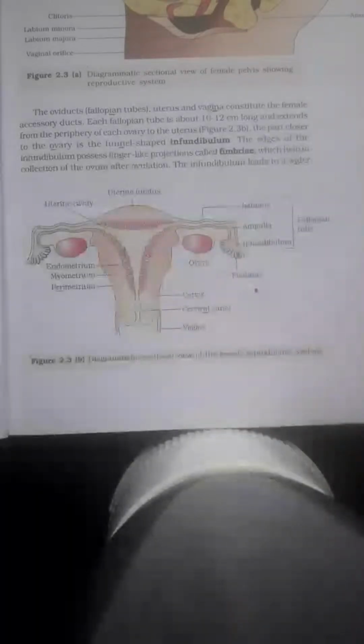You see the uterus where the implantation takes place, and the cervix. Between the cervix and vagina is the cervical canal. The birth canal is formed by the cervical canal and vagina. So these are the things included in the female reproductive system.